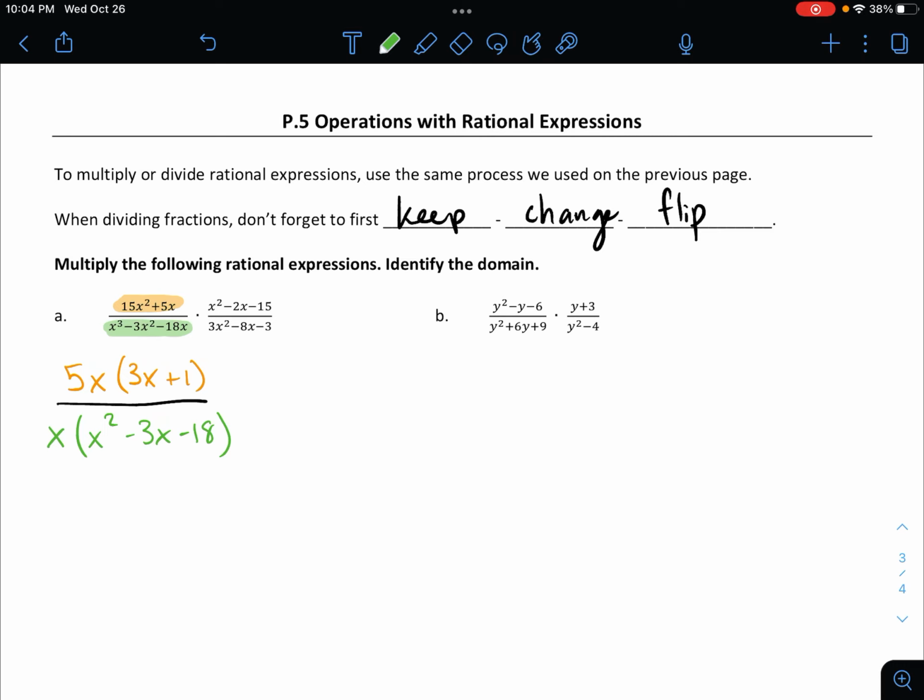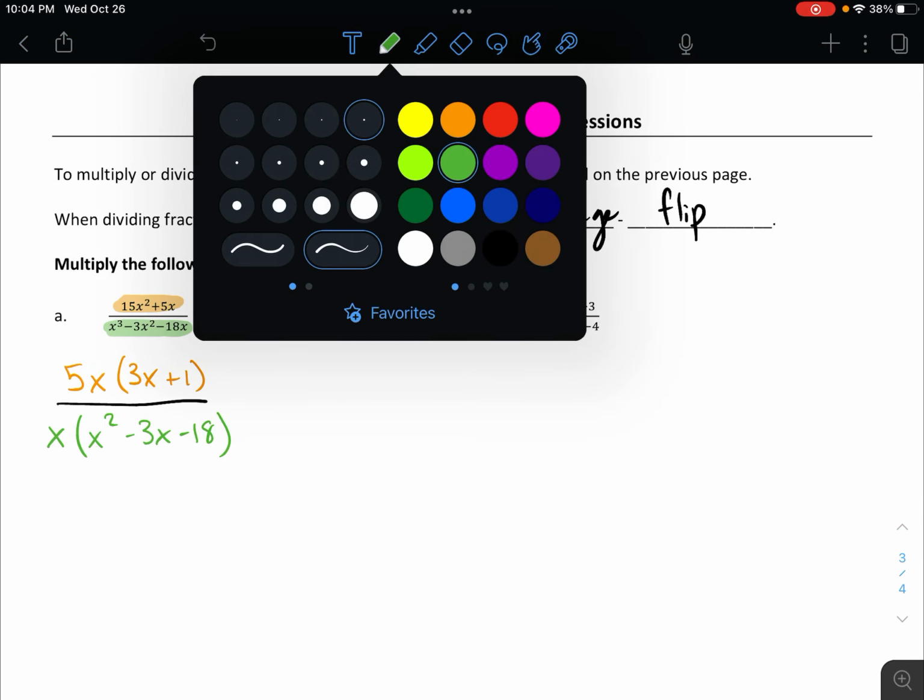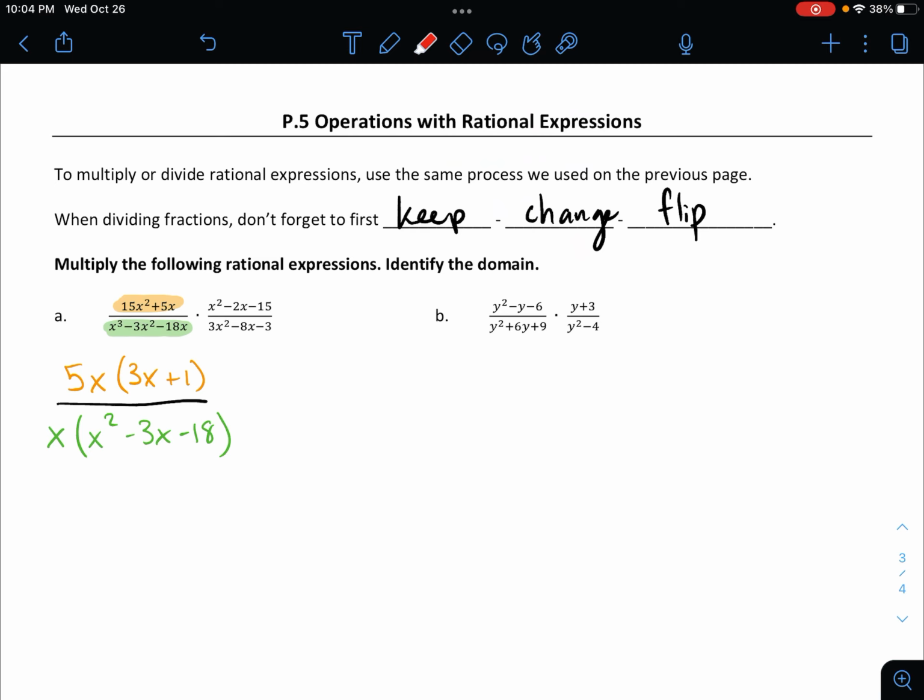Then I'm going to move over to the top right. In the top right, I see I have a trinomial that I can factor. So I'm going to think of two numbers that multiply to be negative 15 and add up to be negative 2. And that's going to be a negative 5 and a positive 3, right? Double check your work. Negative 5 times 3 is negative 15. And we know that negative 5 plus 3 is negative 2, so that works out.